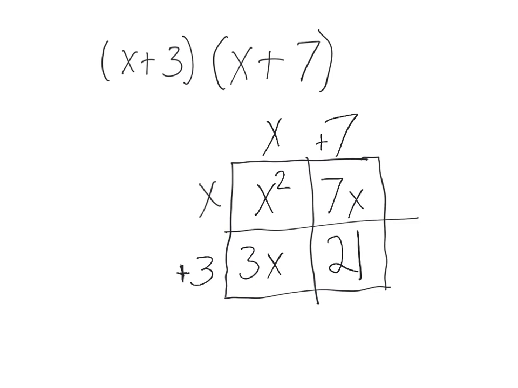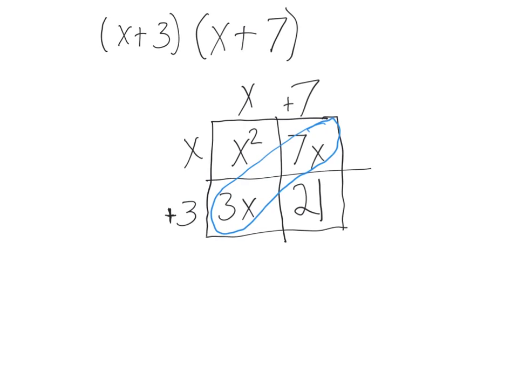Okay? Now one thing I can do to make my life a little bit easier is draw a circle around these two, because those two numbers I can combine. So I go x squared plus 10x, because 7x plus 3x is 10x, plus 21. Okay, so that's how I'm solving an area model when both number sets are positive.